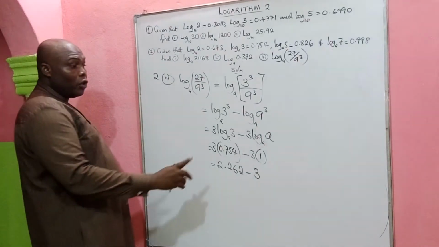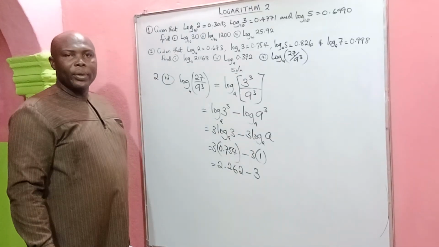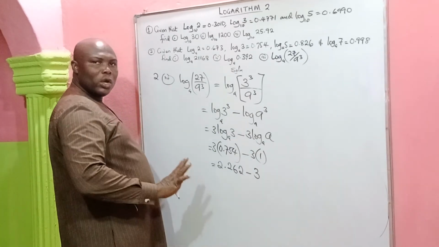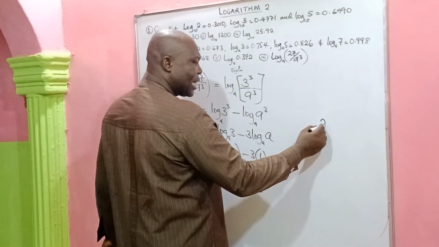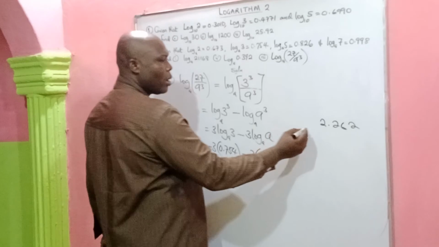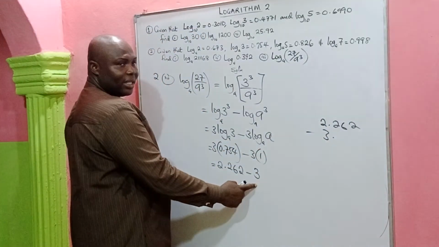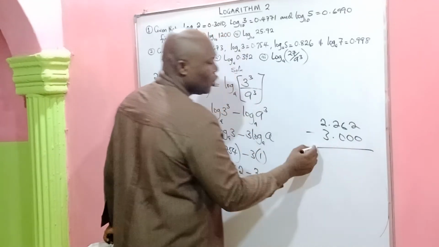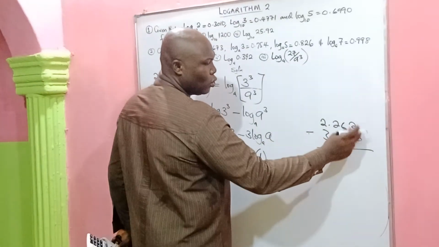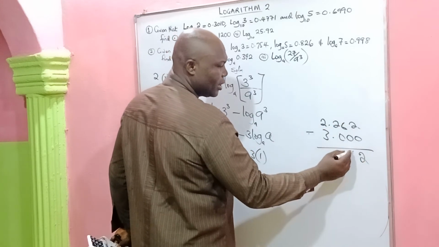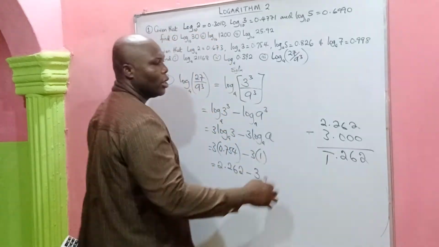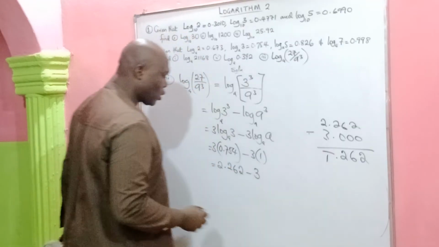But please take note, if you use your calculator to subtract this, you'll be wrong. Why? Because the left hand side is smaller than the right hand side. So the only way to solve this is without the use of a calculator. So we have 2.262 minus 3.000. So use your hand to do that subtraction, otherwise you'll be wrong. Alright, so 2 minus 0 is 2. 6 minus 0 is 6. 2 minus 0 is 2. And then 2 minus 3 is bar 1. 2 minus 3 is minus 1, which you call bar 1.